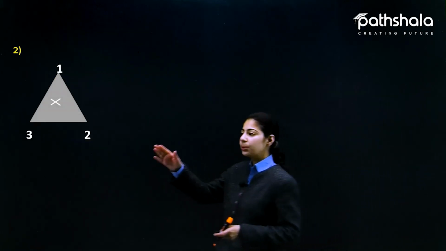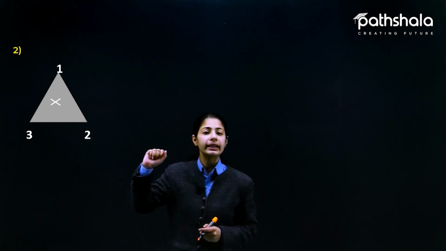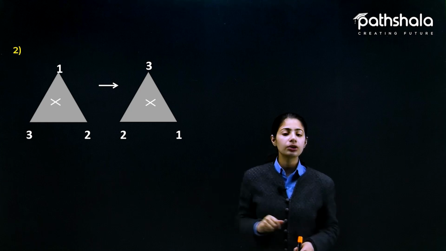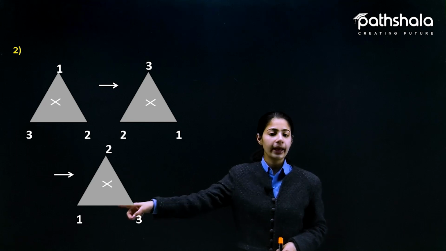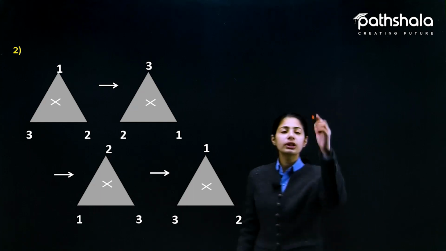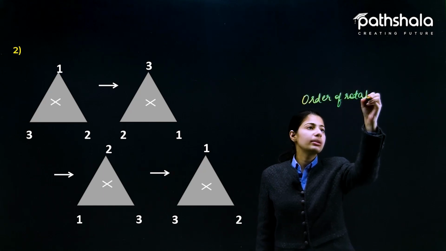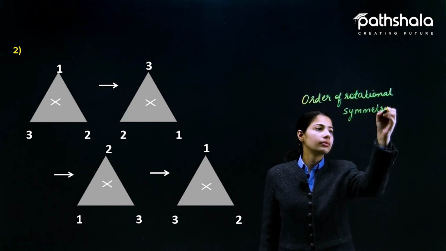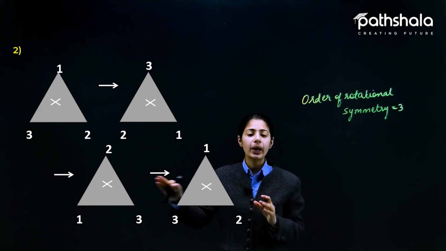Second is, we have an equilateral triangle. 1, 2 and 3 are marked, and if we rotate through the center, that is through the cross, on rotating, 1 comes down, 2 here, 3 on the top. Again on rotating, 2 comes on the top, 3 and 1, and again on rotating we get the original shape, that is 1, 2, 3. So for this, the order of rotational symmetry is equal to 3 because we are getting the original figure in these 1, 2 and 3 steps.